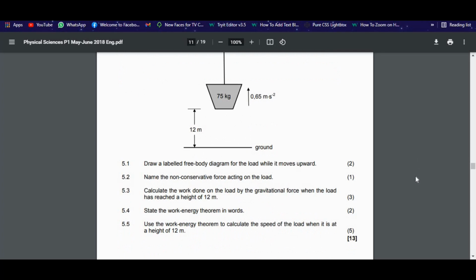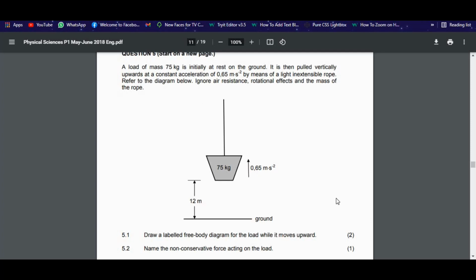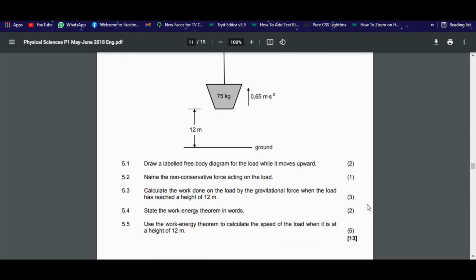Draw and label a free body diagram. I think everything in this part is in the diagram. Name the conservative force acting on the load. Calculate the work done by the gravitational force. State the work energy theorem in words, and then use energy principles or the work energy theorem to calculate the speed of the load when it's at the height of 12 meters.